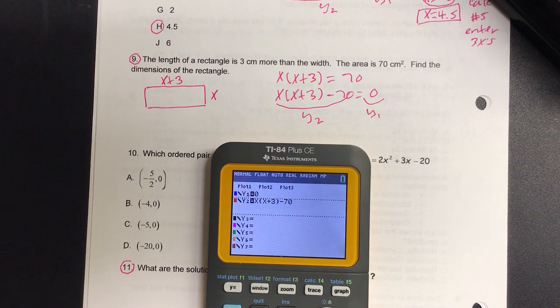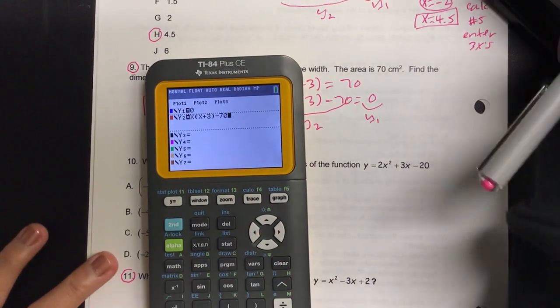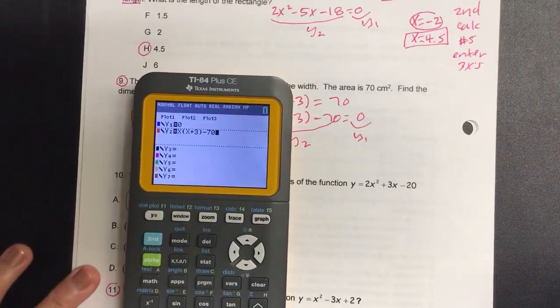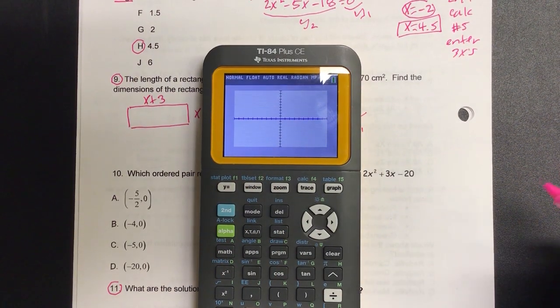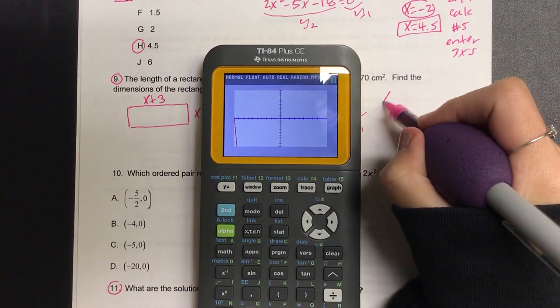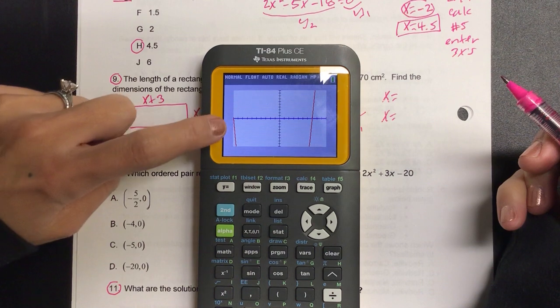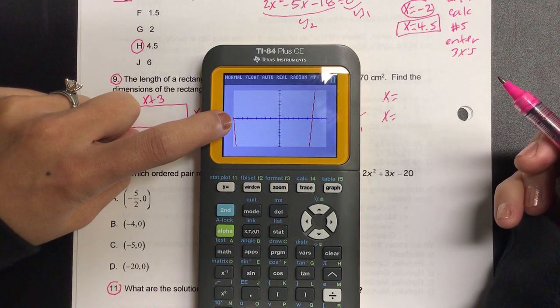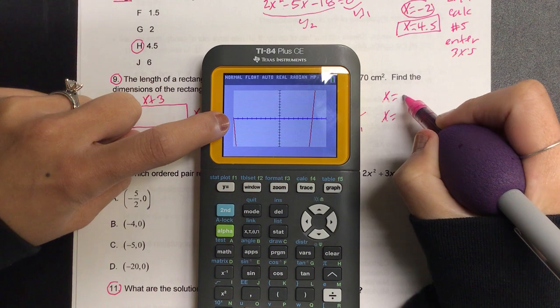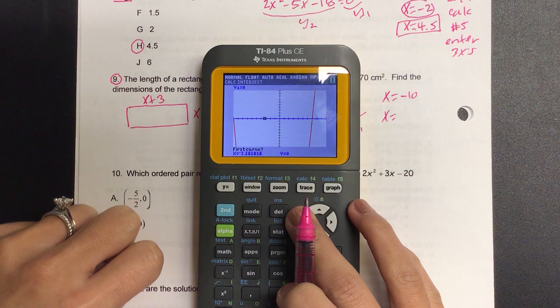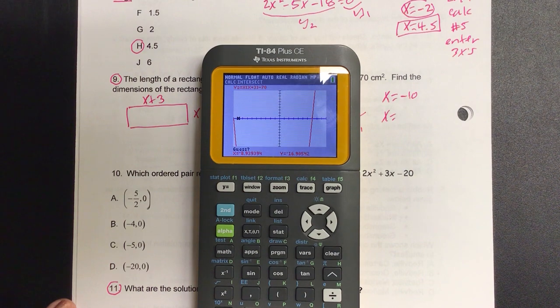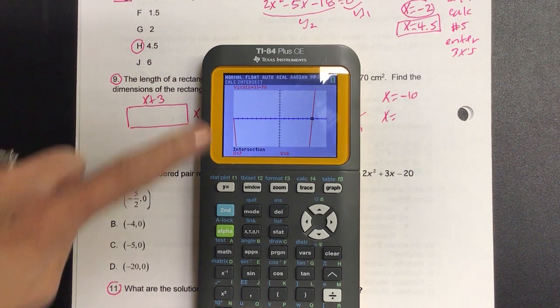Let's see if Zoom 6 is good enough, because sometimes it could be out of bounds. The keystrokes are exactly the same, or maybe it's going to be clean, who knows? Zoom 6. What can we guess on that x value far to the left? Negative 10? Let's check it. Second calc 5. It may or may not calculate because it's on the border. How many times do we enter? 1, 2, and 3. It won't calculate it, right?